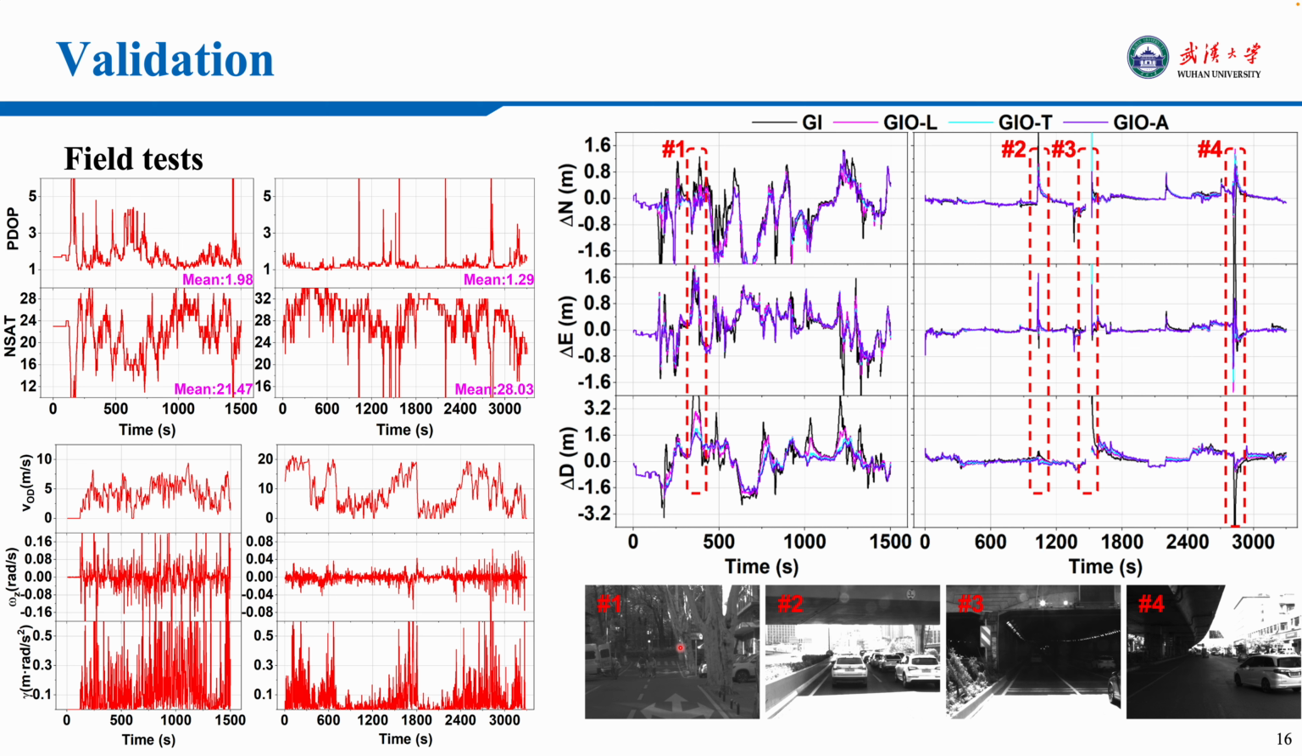Period number 1 occurred in a tree-lined area. Period number 2 near a sideways overpass. And period number 4 on a forward-facing overpass where the vehicle was partially blocked and changing lanes. Despite the challenging conditions, our method still performed the best.